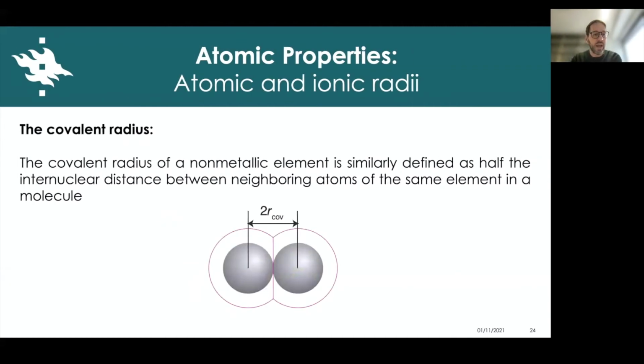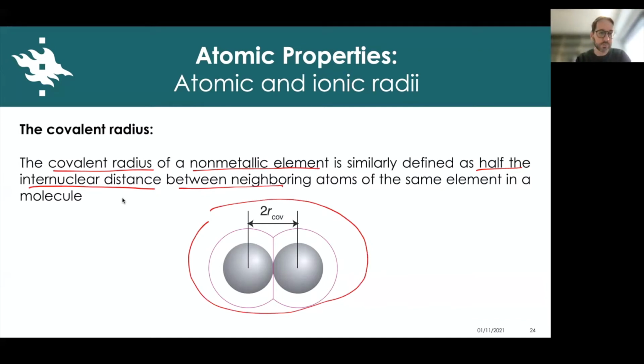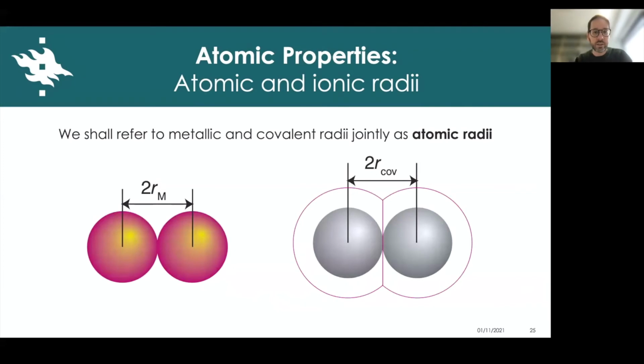Similarly, we have what we call the covalent radius, which applies the same definition, but instead of covering a metal, now it covers a non-metallic element. So the covalent radius of a non-metallic element is similarly defined as half of the internuclear distance between neighboring atoms of the same element in a molecule. We refer to both the metallic and covalent radii as the atomic radii. So we call it atomic radius when we are talking about both metallic and covalent radius.